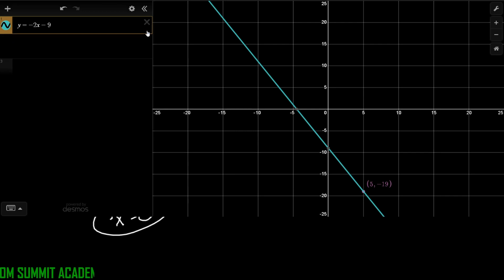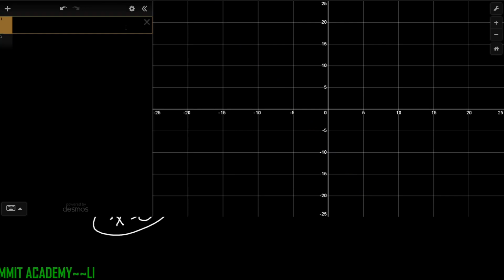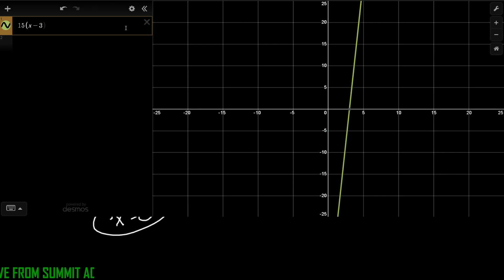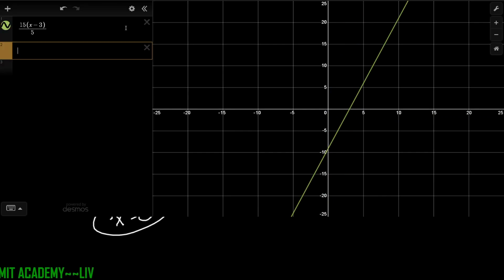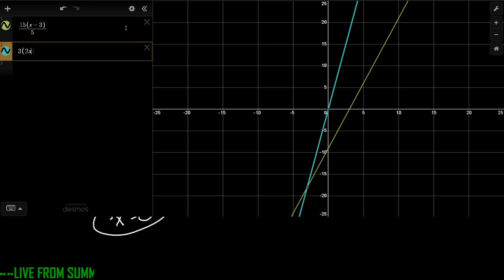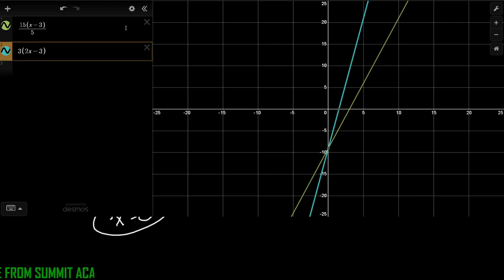So I'm going to say, here's my left side of my equation. So I have 15 times x minus 3, and I have divided by 5. And then my other one is going to be 3 times 2x minus 3. Notice how they intersect at one point because there's one solution and we're saying x equals 0 for that one. So make sure you can use the graph to be able to solve your equations.